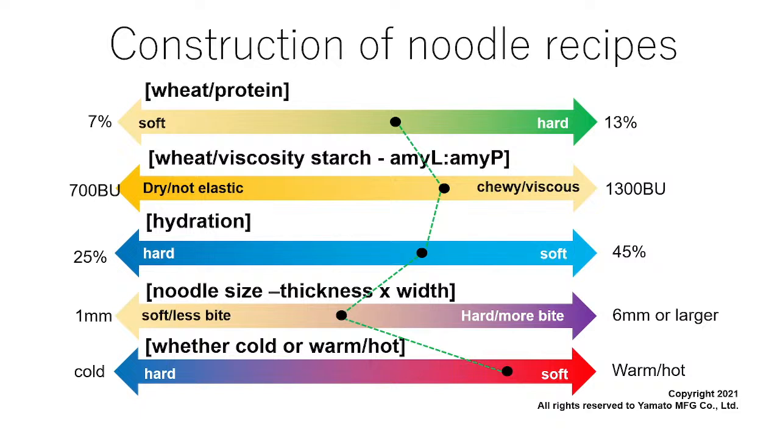And then whether your noodle is going to be served cold or hot, right? When it's served hot, the noodle is going to be soft, and when it's served cold, the noodle will be hard. So we want to think about what the noodle texture should be like when served to the customers, right? So we can craft your own noodle recipes with these variables.